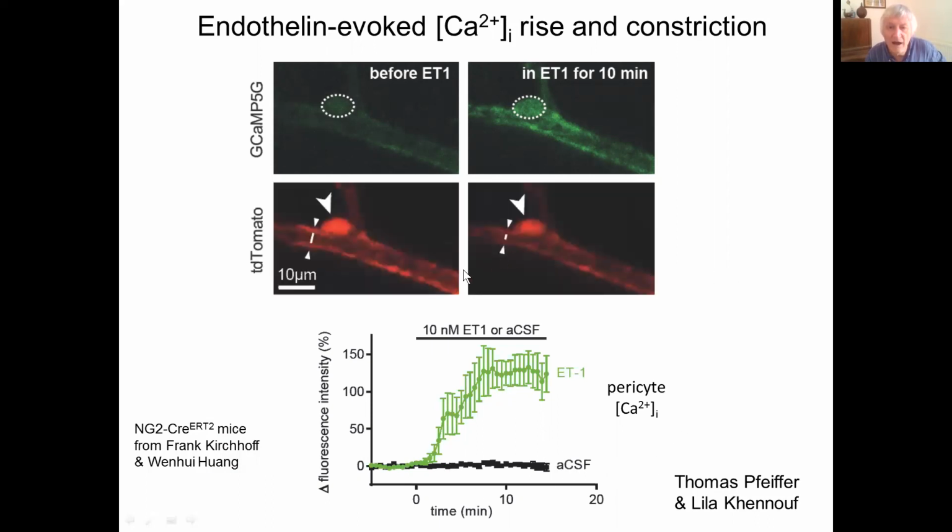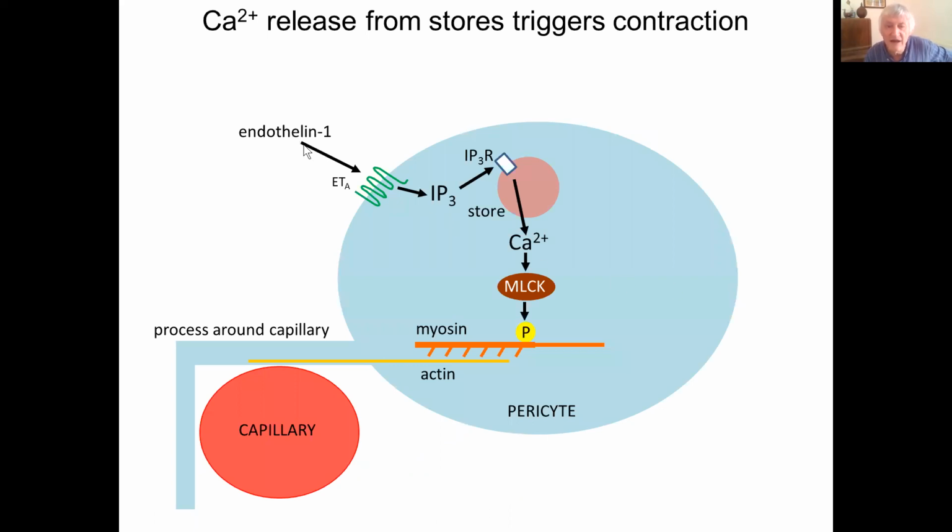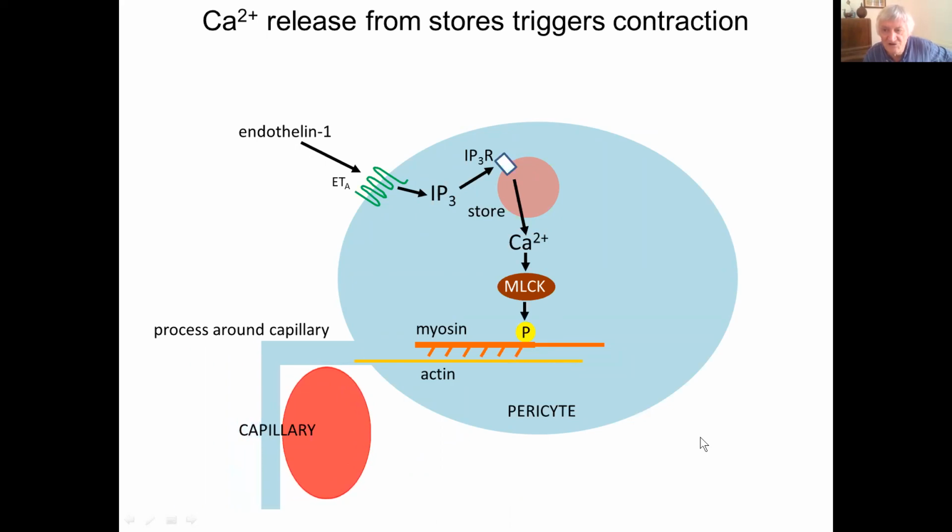And at the same time, if you measure the diameter of the vessel using a calcium-independent co-expressed dye here, you can see that the diameter goes down here compared to here. So a rise of calcium produces a constriction. And so what's happening here is that endothelin activates a receptor which generates IP3, and that dumps calcium from intracellular stores, and that again evokes a constriction. So there are these two ways to raise the calcium inside the pericyte.